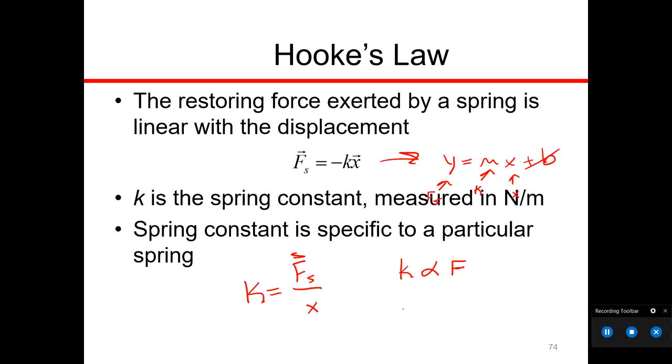K is inversely proportional to the distance. So what that means is the more distance that we can move using a particular force. If a force of 1 lets us move really far, we'll have a small spring constant. Whereas if a force of 1 only moves the spring a tiny little bit, we'll have a very large spring constant. So the easier it is, or the more distance a spring moves, so the bigger x, the smaller k.